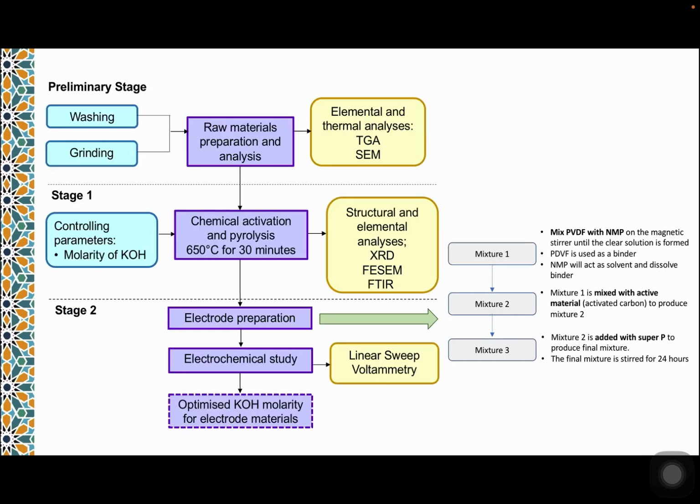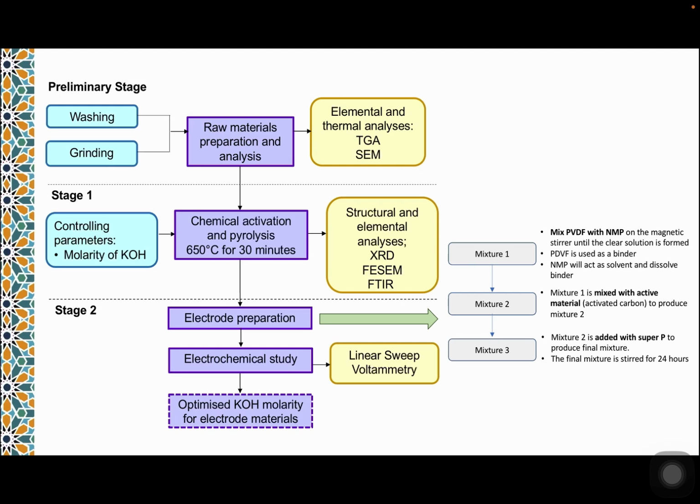Moving to its methodology, basically this work has three stages, starting with the preliminary stage where we collect all the biomass, doing the washing and grinding, and in stage 2 where we do the chemical activation and pyrolysis process. In this stage, we only vary the molarity of KOH, and then we do the structural and elemental analysis, namely XRD, FTIR, and also SEM.